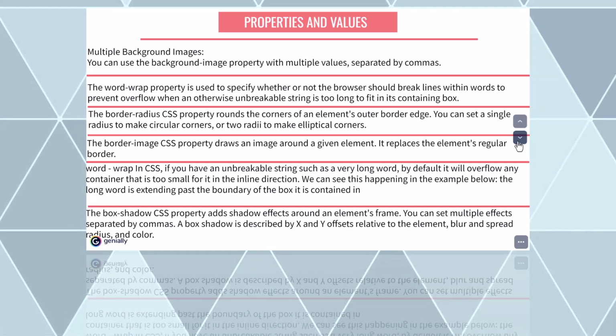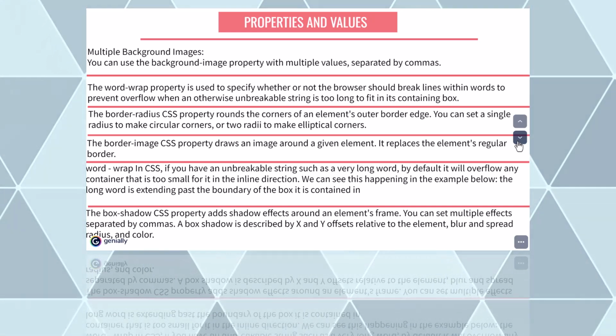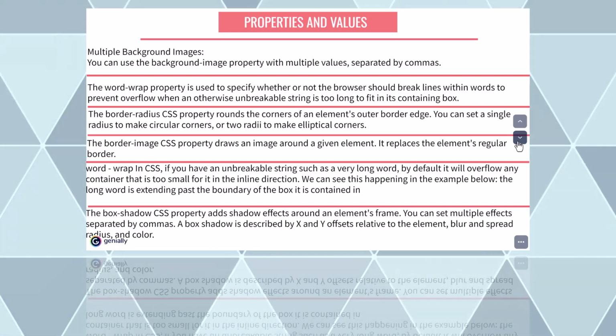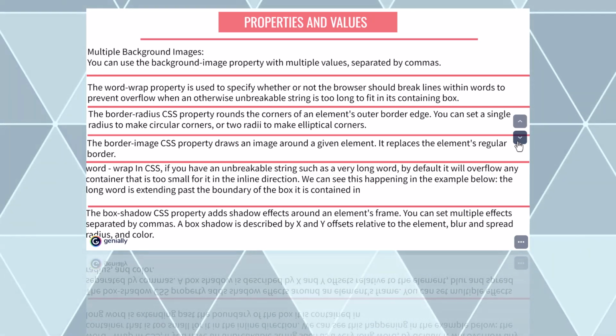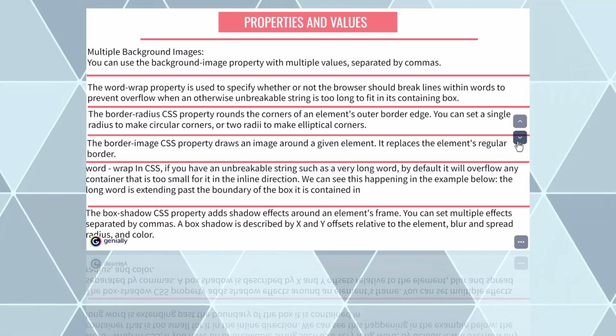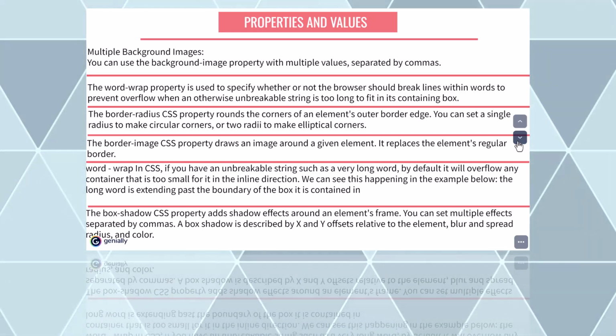Cindy, the third one? The border-radius CSS property rounds the corners of an element's outer border edge. You can set a single radius to make circular corners, or two radii to make elliptical corners.